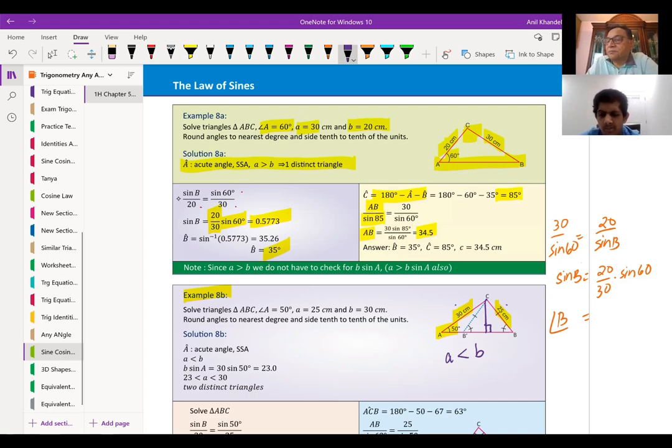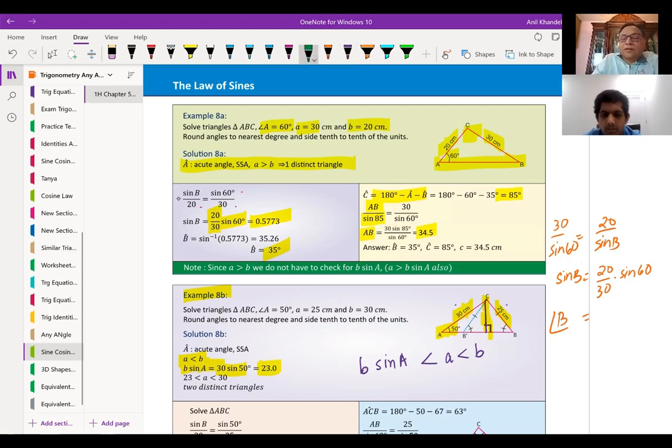And if it is longer than the perpendicular, two triangles can be formed. And if it is equal to the perpendicular, only one triangle will be formed, and that will be a right angle triangle, correct? And therefore, first thing which we do is we see that a is less than b, and the perpendicular here will be b sine A, right? Opposite to A, sine A relation. So b sine A is 30 times sine of 50, which is 23.0, correct? So we see that a is less than b, but it is greater than b sine A, right?